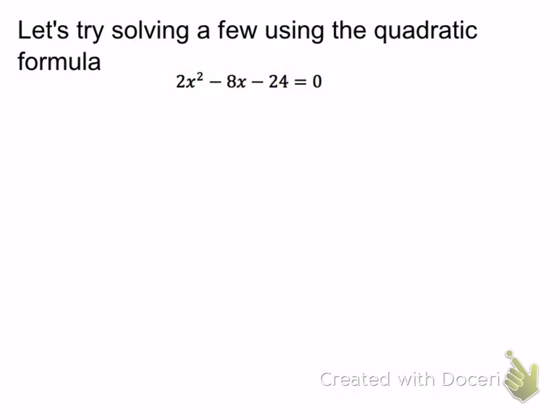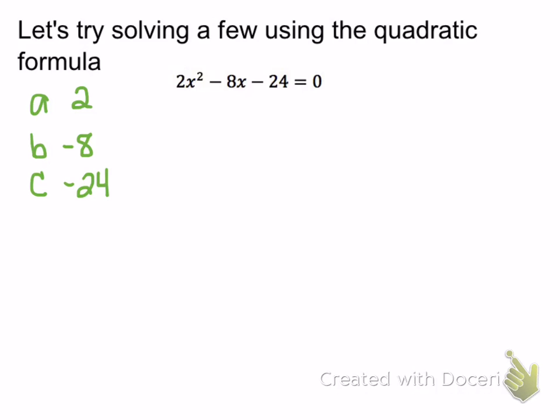Let's try solving a few using the quadratic formula. So the first thing that I want you to do is identify your a, your b, and your c within this quadratic equation. So in this case, the a is 2 because that's the number that's in front of x squared. The b is negative 8, and the c is negative 24 because that's the coefficient that stands alone.